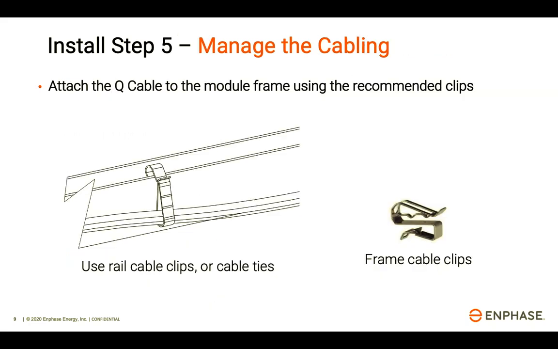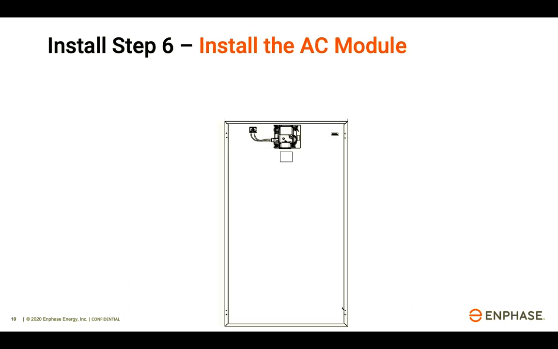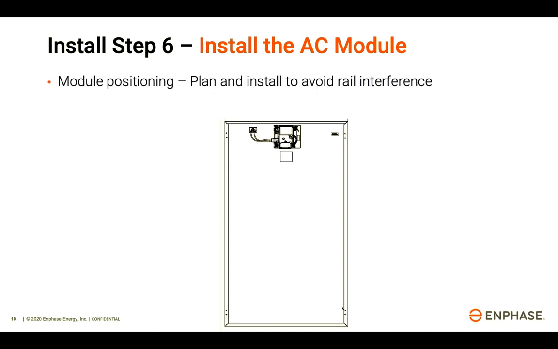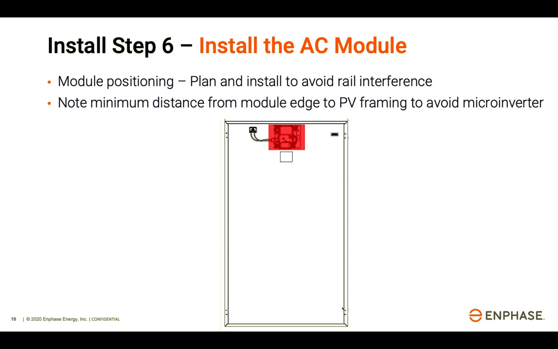With the modules now mounted, it's time to manage the Q cabling to the racking or module frame. In this example, you'll see that the solar framing positions must consider the maximum and minimum edge clamping zones for the mounting of the PV module. Plan and install solar framing to avoid any rail interference. Consider the clamp zones for portrait framing positions. Also for landscape rail directions. As the microinverter sits proud of the solar frame, check the minimum distance from the module edge to the PV framing so that the rail clears the microinverter when it is mounted.